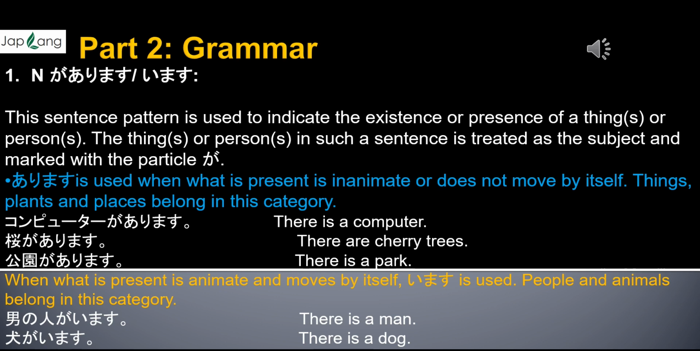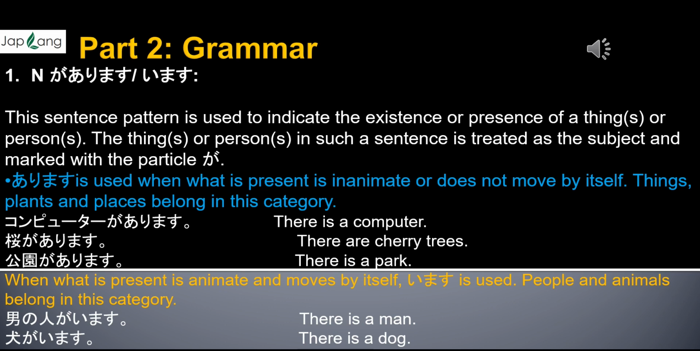Hi, thank you so much. So we start with the very first pattern, what we discussed in the last class. The very first pattern is noun plus ga arimasu or noun plus ga imasu. So this sentence pattern is used to indicate the existence or presence of things or persons. The things or persons in such a sentence are treated as the subject and marked with the particle ga.